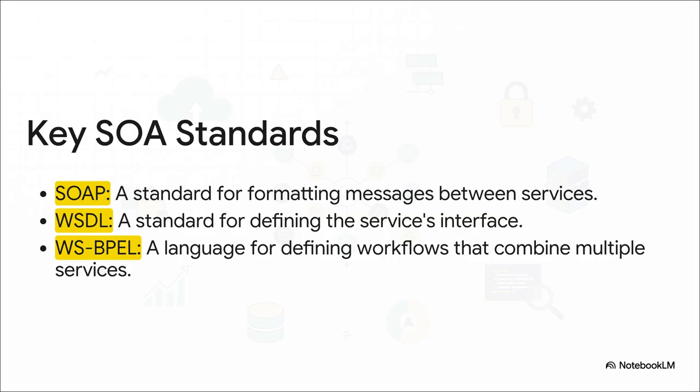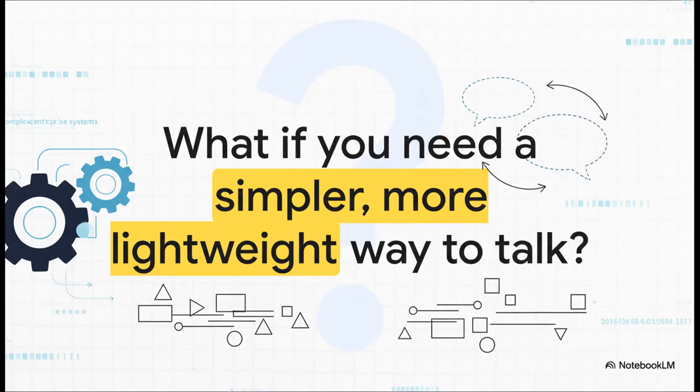You should think of WSDL as a very strict, legally binding contract. It spells out everything about the service, exactly what it can do, what the messages must look like, and its exact address. This level of detail makes SOA really good for big, complex business systems where you can't leave anything to chance. But all that formality, all those rules, it kind of makes you wonder, right? It's great when you need that kind of control, but what if you don't?